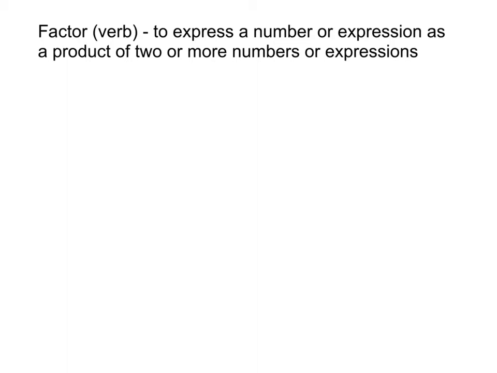Right, so let me give you an example. If I had the number 14 and I wanted to factor it, all I'm doing is expressing 14 as a product of two numbers, or as a multiplication problem, in other words. So to factor 14, I would write, well, 14 is the same thing as 2 times 7. Right? That's all it is. To factor something, the verb to factor just means to rewrite it basically as a multiplication problem.